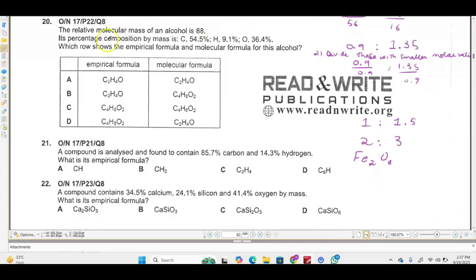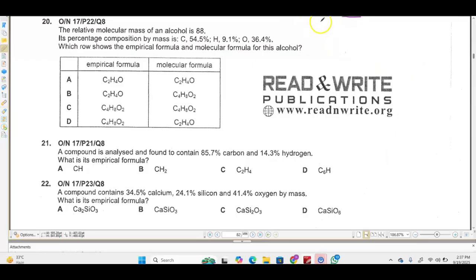Moving forward to question number 20. The relative molecular mass of an alcohol is 88. Its percentage composition by mass is carbon 54.5%, hydrogen 9.1%, and oxygen 36.4%. Which row shows the empirical formula and molecular formula of this alcohol? Okay. Now we need to find both the empirical and the molecular formula. Let me clear up the space.